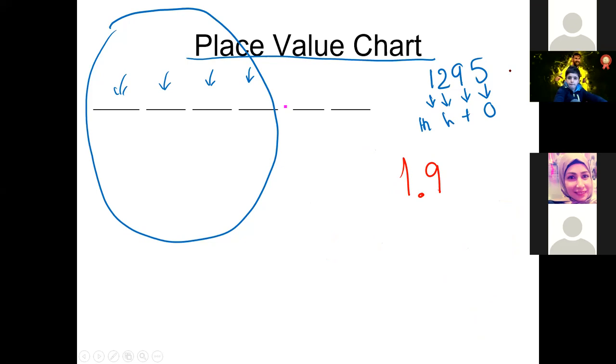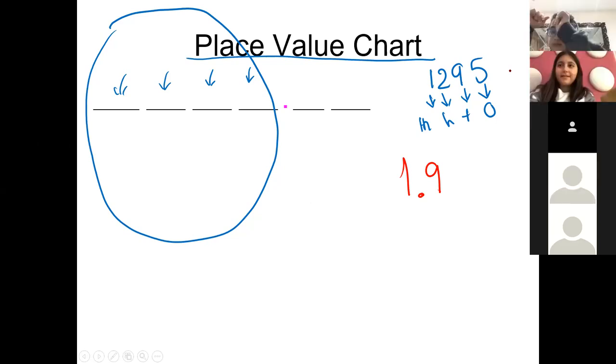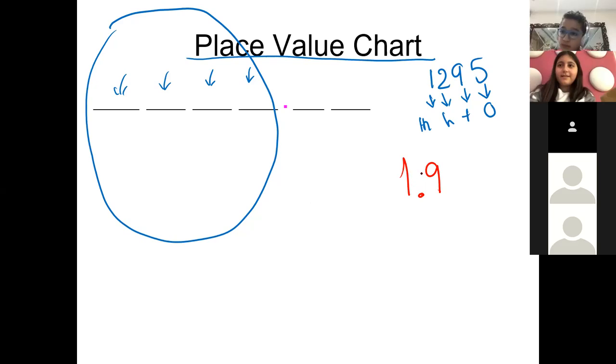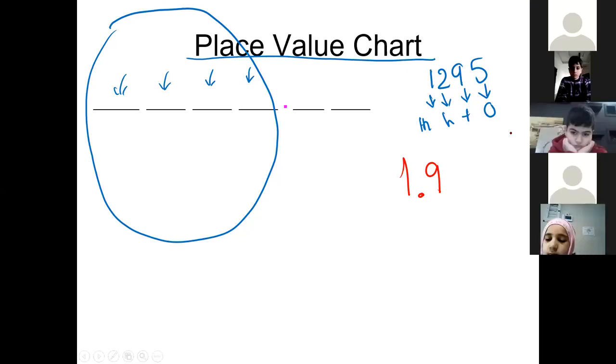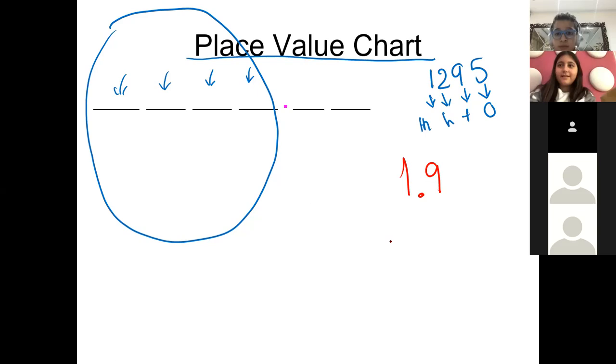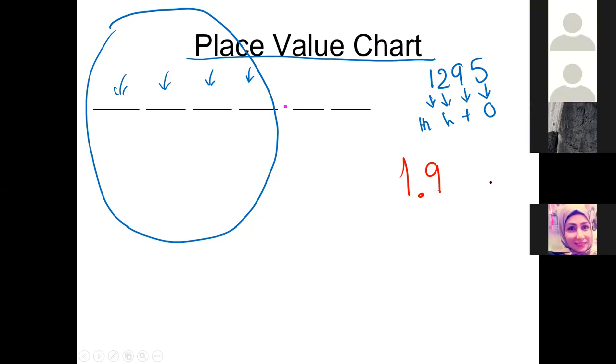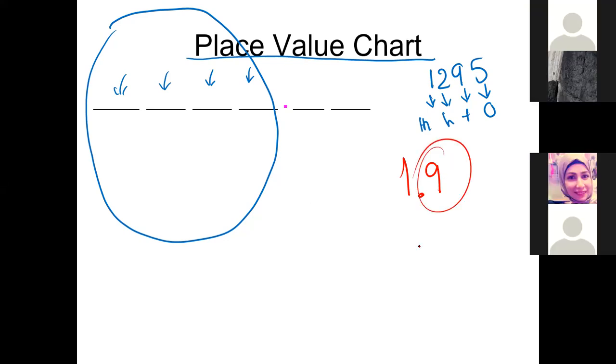Abdullah Mohsen. Yes, Abdullah, the whole part. Repeat it, please. What does the whole part represent? The number of what? Full boxes. Full boxes. Okay, decimal part, what does it mean?